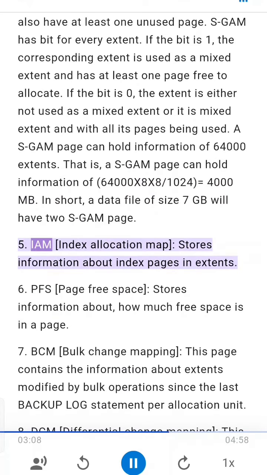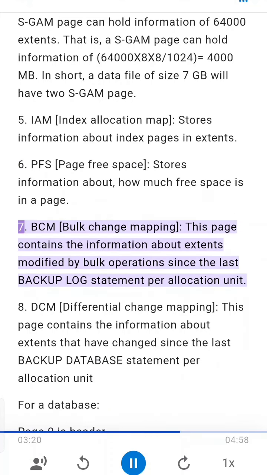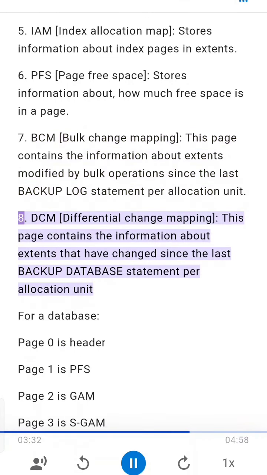5. IAM stores information about index pages in extents. 6. PFS stores information about how much free space is in a page. 7. BCM. This page contains the information about extents modified by bulk operations since the last backup log statement per allocation unit. 8. DCM. This page contains the information about extents that have changed since the last backup database statement per allocation unit.